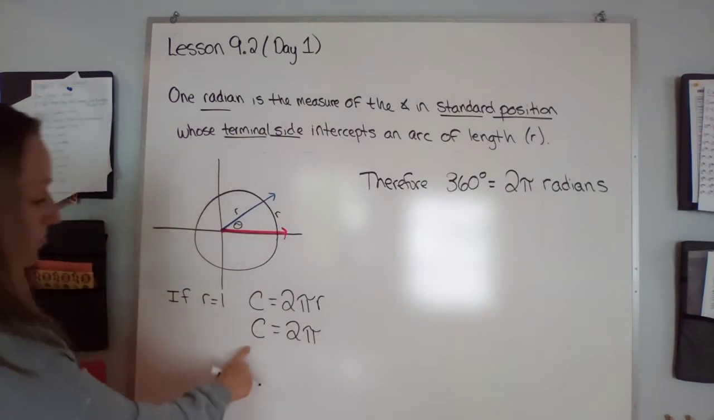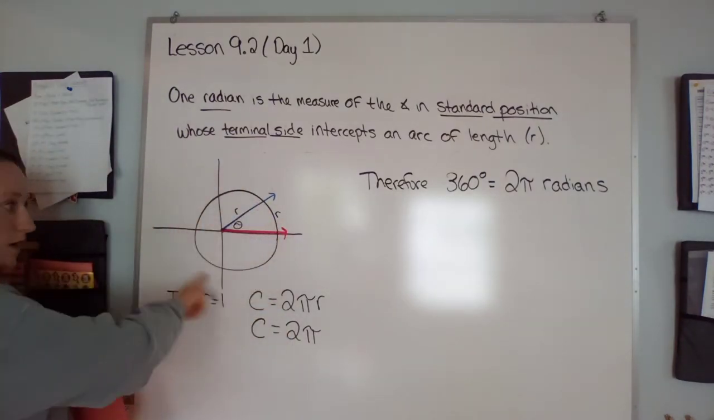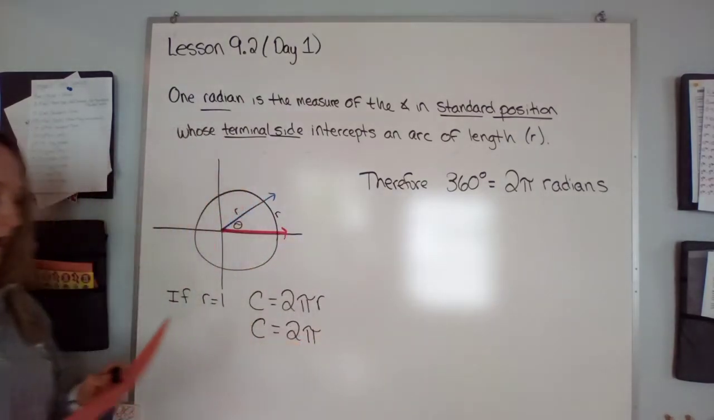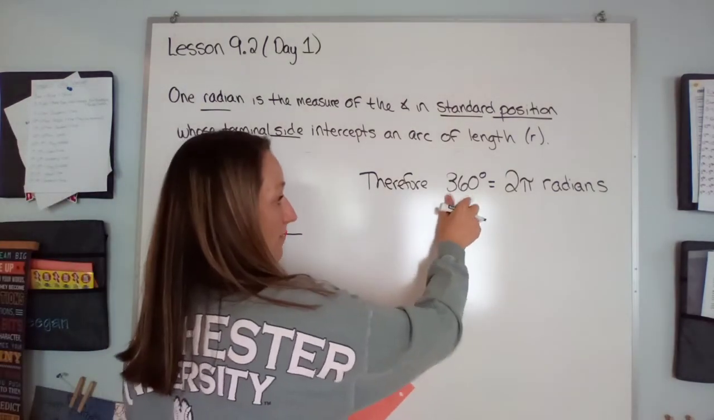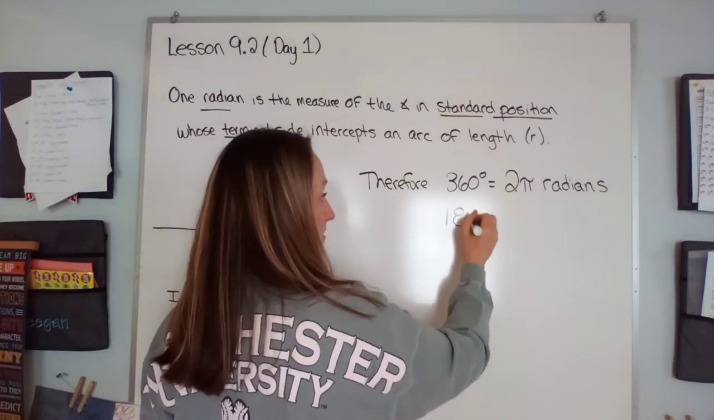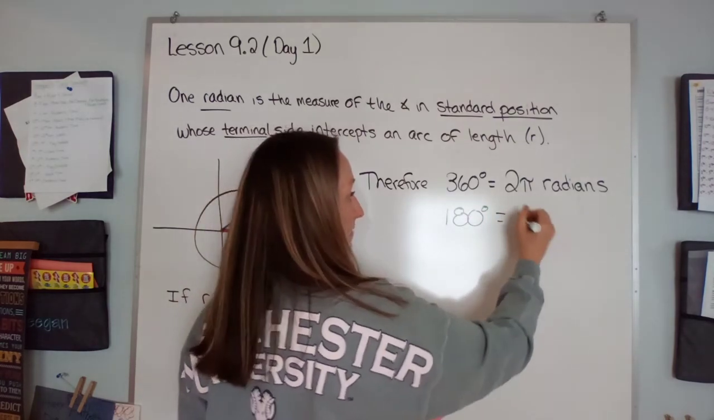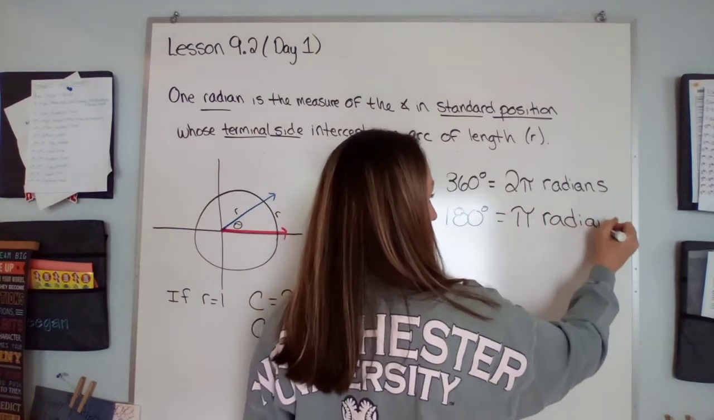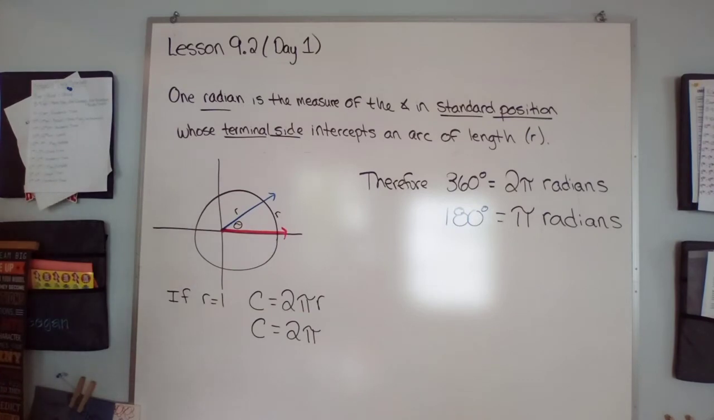All right, we just said the circumference of a circle is 2 pi. So 360 degrees, a full circle, is equal to 2 pi radians. Now if I divide 360 in half and get 180, and I divide 2 pi in half, I'm going to get pi radians. So 180 degrees is the same as pi radians. Those are important facts to know.